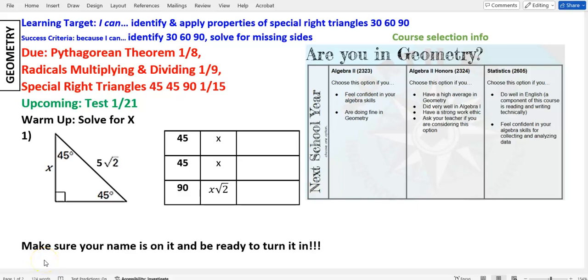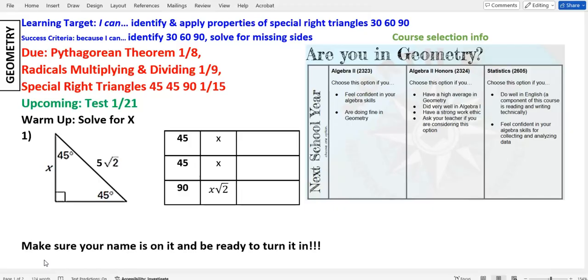All right, so remember your course selection info. Technically, you can also do algebraic reasoning if you really need some extra help in math. But anyways, look above me. I'm about to put in Pythagorean theorem, multiplying and dividing radicals, and special right triangles 45, 45, 90 from yesterday.